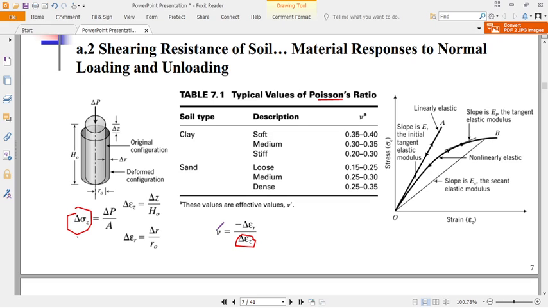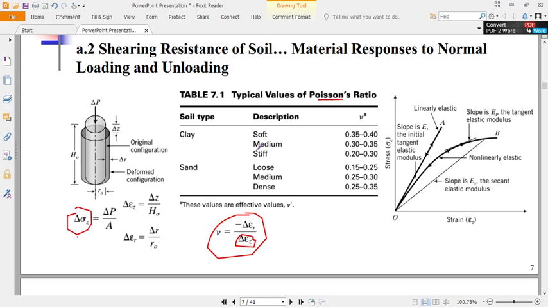So for common soils, we have clay, soft soil. Now for the Poisson's ratio, it should normally be between 0.35 and 0.40. Okay. So for dense sand, it varies from 0.25 to 0.35. Now these are the ranges. These values are very important in determining the deformations, especially the elastic deformations of soil, or the vertical reduction in height of a soil elastically.